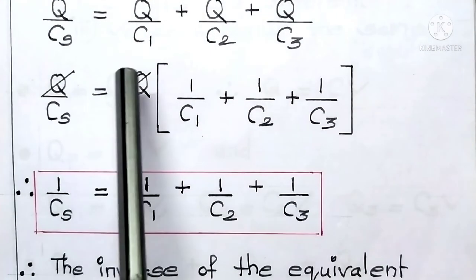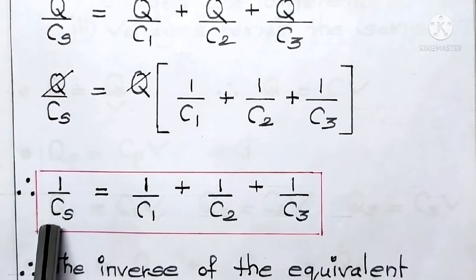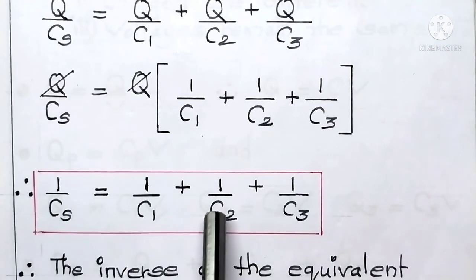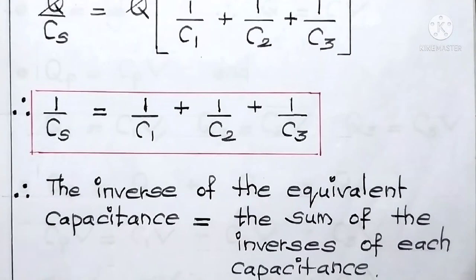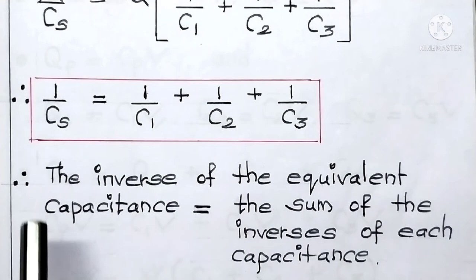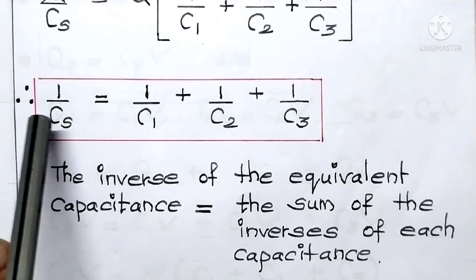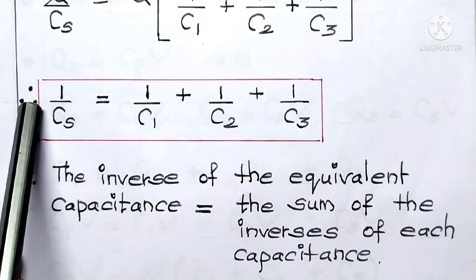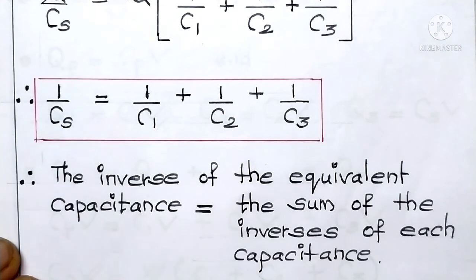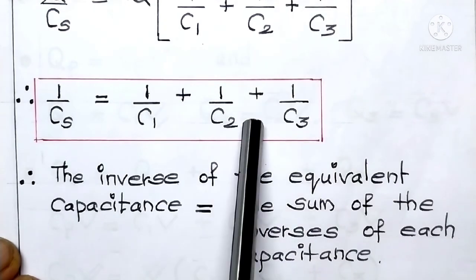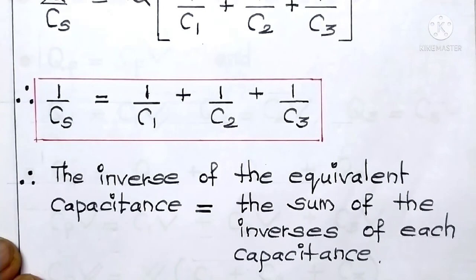Here this Q and Q get cancelled. So what is left? 1 by Cs is equal to 1 by C1 plus 1 by C2 plus 1 by C3. This is the final expression for this derivation. Here what is Cs? Equivalent capacitance. But what is 1 by Cs? The inverse of the equivalent capacitance. This is equal to the sum of inverses of each capacitance.